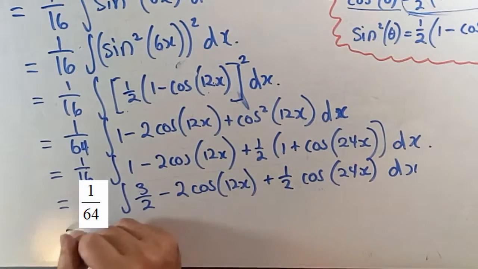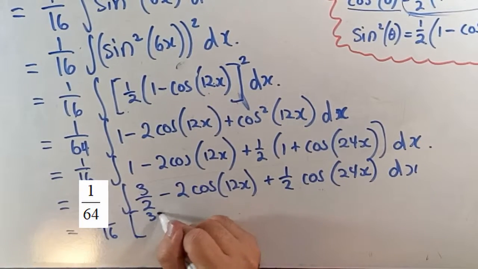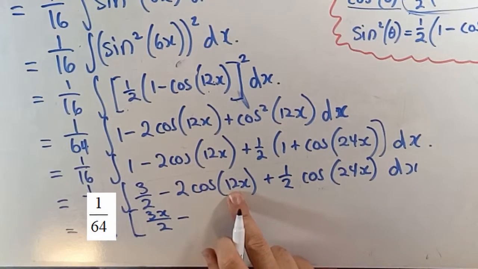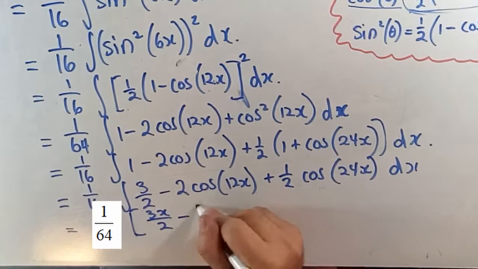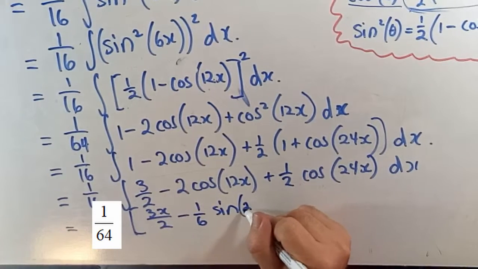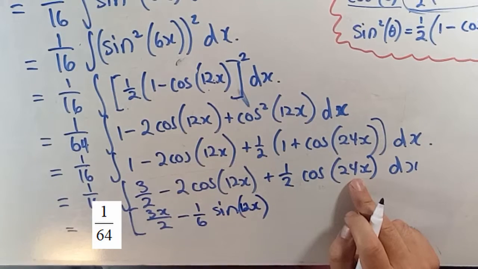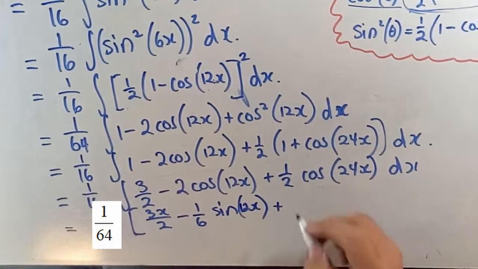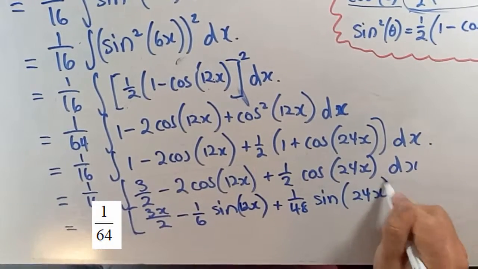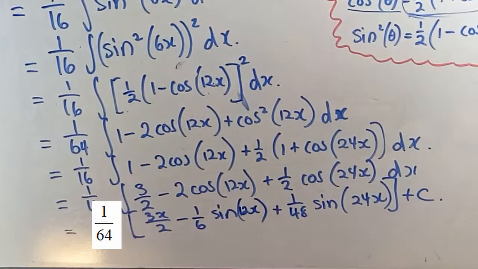And so we just integrate all of those. 1 on 16 gives me 3x on 2 minus 1/6 of sine of 12x, because I've got to divide by 12 here. I've got to divide by 24 here. So I'm going to get 1 on 48 sine of 24x plus c. Let's stick with that.